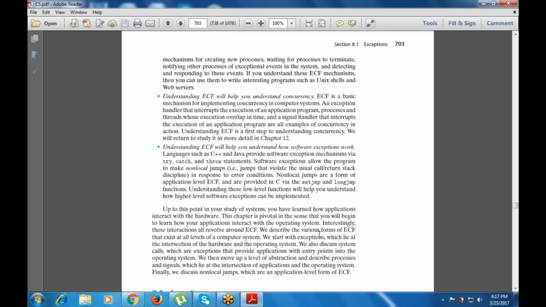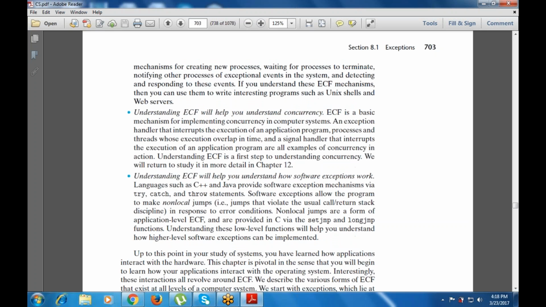Next, understanding ECF will help you understand concurrency. Whenever we are using the concurrency concept, ECF is the basic understanding for implementing concurrency in the computer system. Concurrency means the same modules and the same data are used by one another in the computer system.